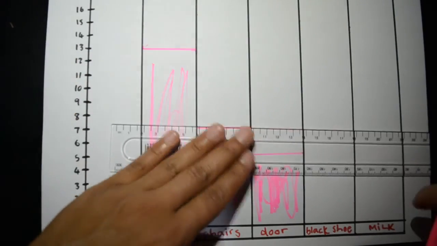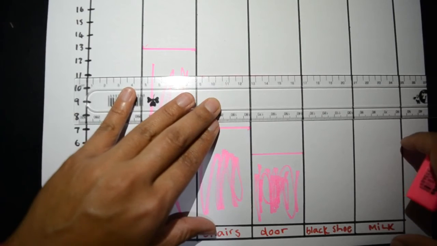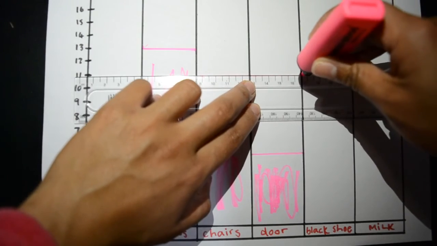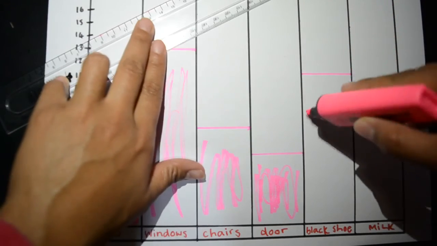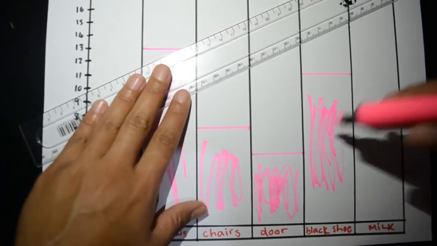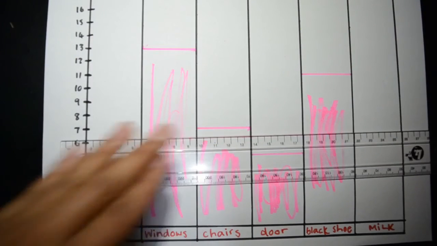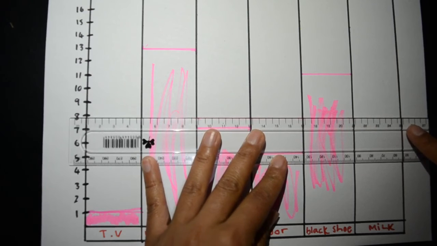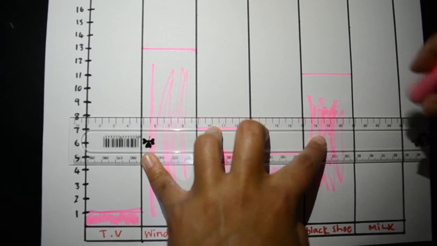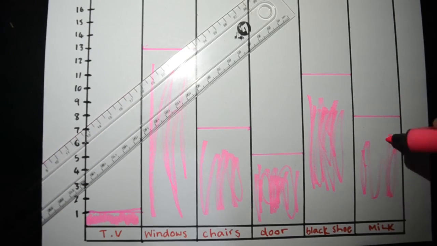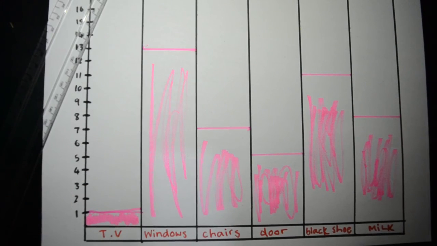Black shoes. We have about 11 of those. 11 pairs of black shoes. Okay. Milk. We have about 8 left. Just go to 8, okay, so that's what you need to do, please.